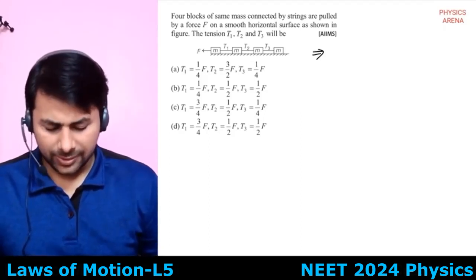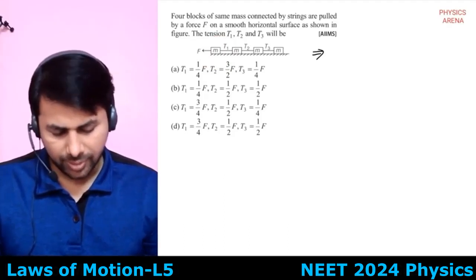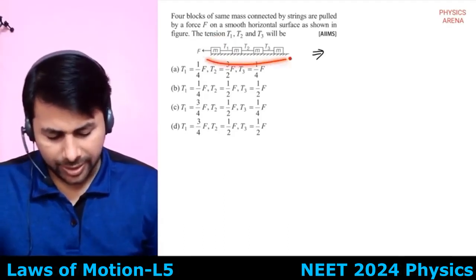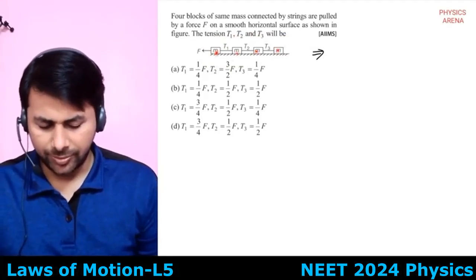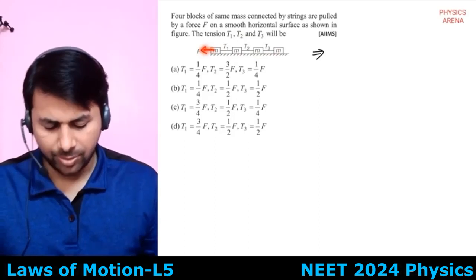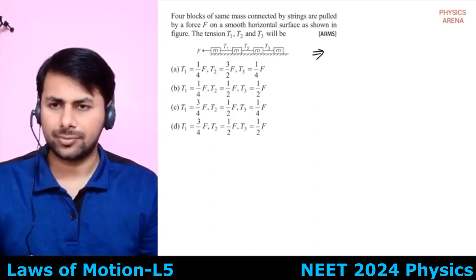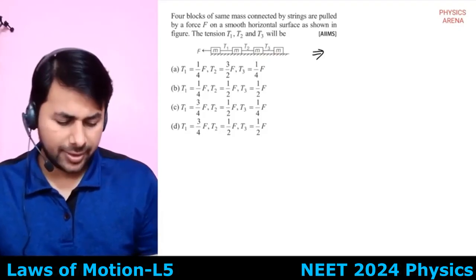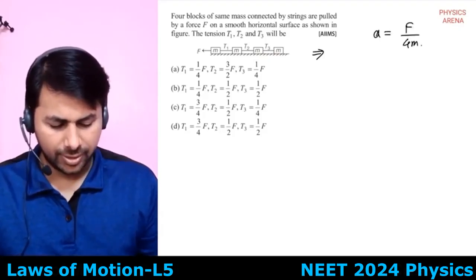Let's start with one mass, the simplest one. So first of all, we can find out the acceleration of the system. So you have four masses, 1, 2, 3, 4, and you are exerting some force. So how much will be the acceleration? So acceleration is F divided by 4m.